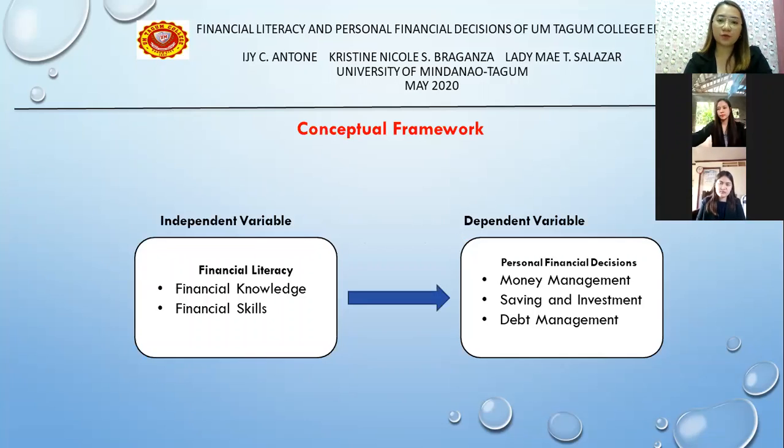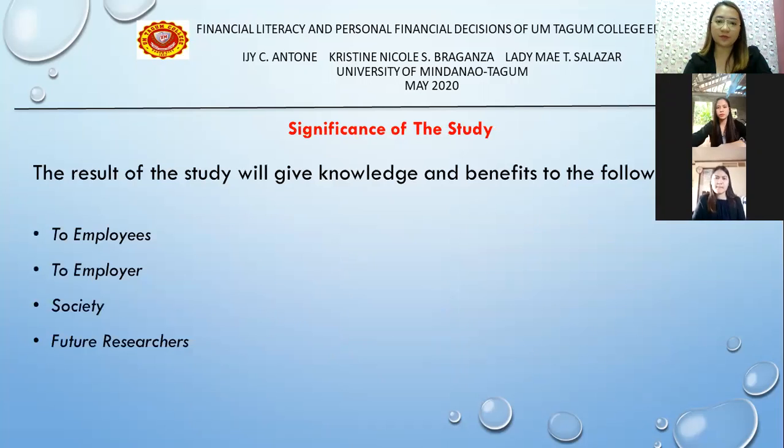So in the conceptual framework, as we can see, there are two variables, the independent variable and the dependent variable. So in the independent variable, there is financial literacy that has financial knowledge and financial skills, and in the dependent variable is the personal financial decisions, which is money management, savings and investment, and debt management.